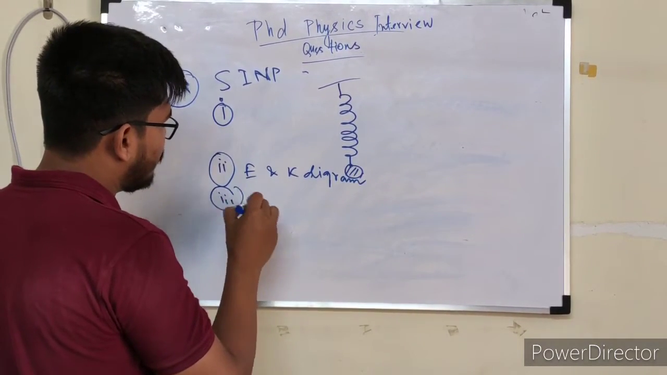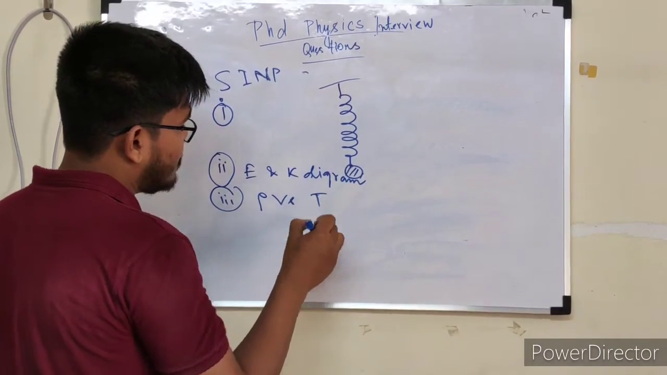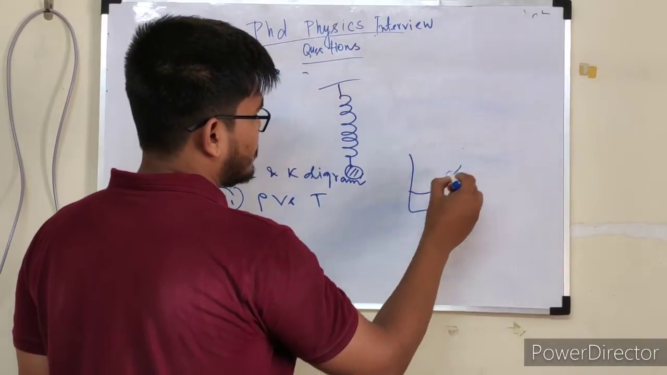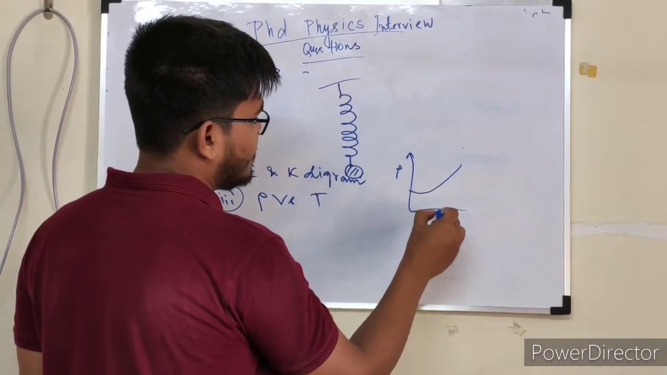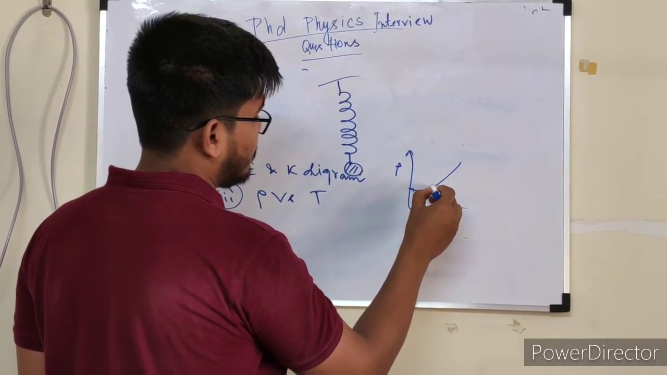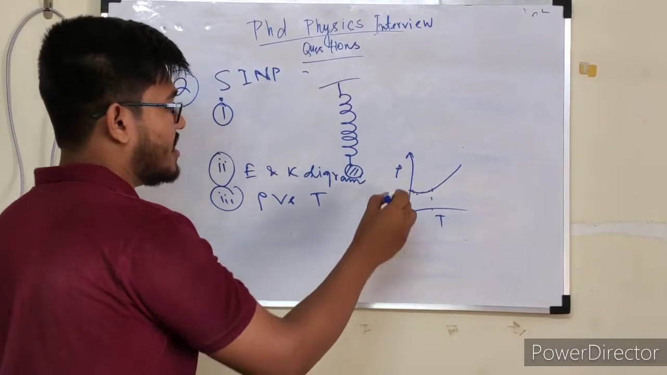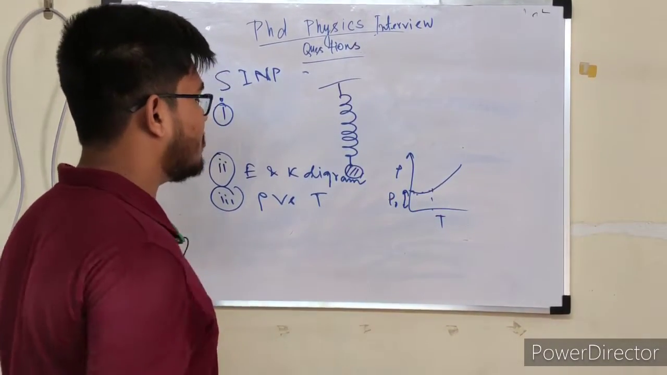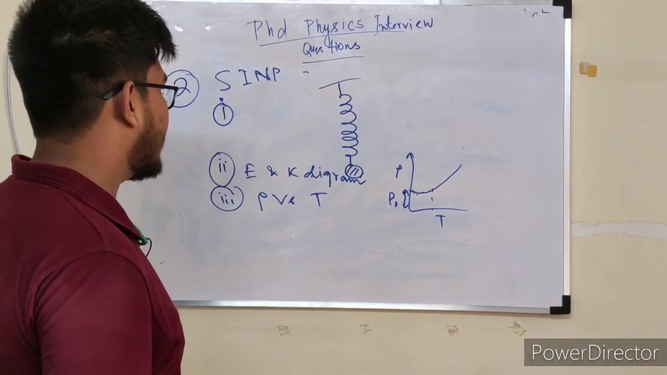Then they asked about rho versus T for a metal, and this consumed a lot of time. They wanted to know what is the behavior of rho at low temperature. So you have to explain why this non-zero value exists even at absolute zero temperature. You have to discuss this also.